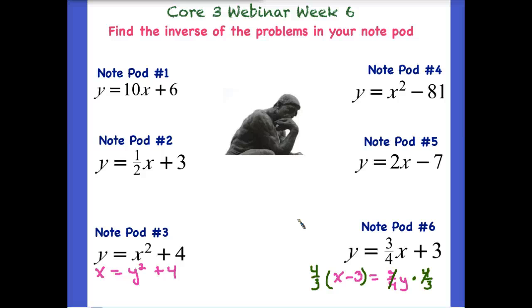All right, so Unique, can it be left like that? You can actually leave it like that, Unique, if you want to, or you could distribute it.